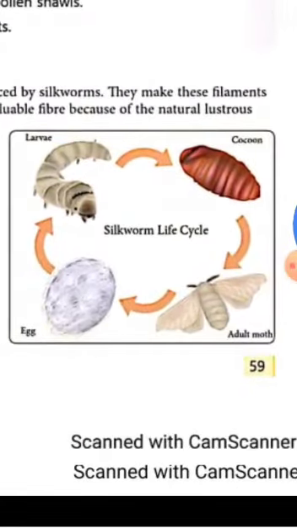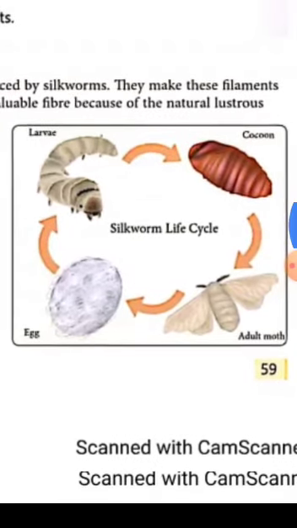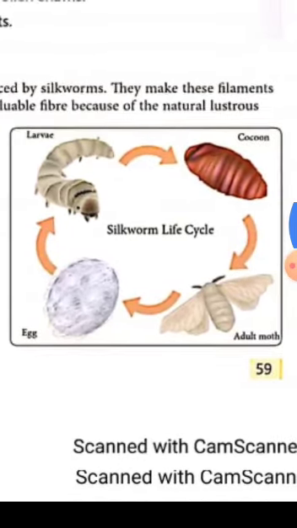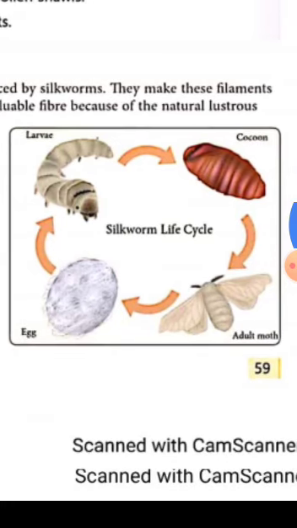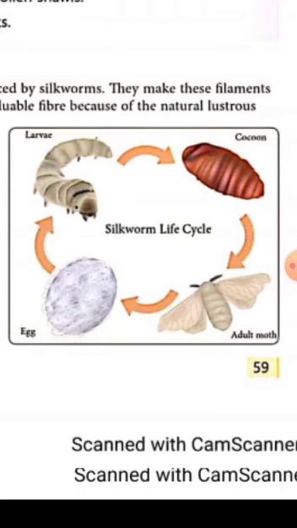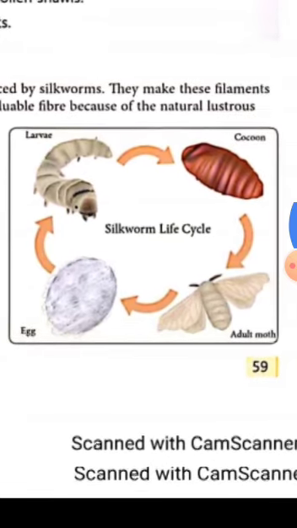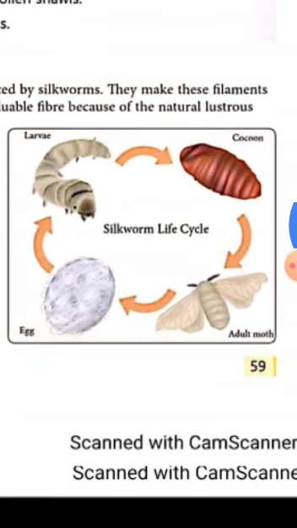Life cycle, life history of silk moth. The silk moth looks like a butterfly, and this silk moth lays hundreds of eggs in mulberry trees, and these eggs get hatched in spring season. After hatching, the egg changes into a larva, which is also called a silkworm.